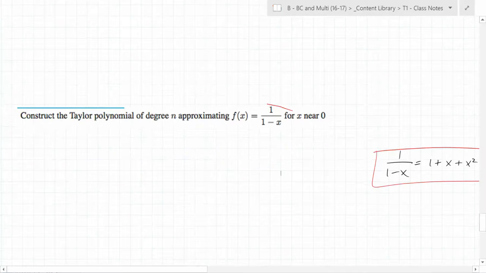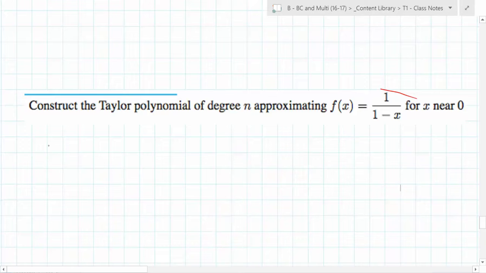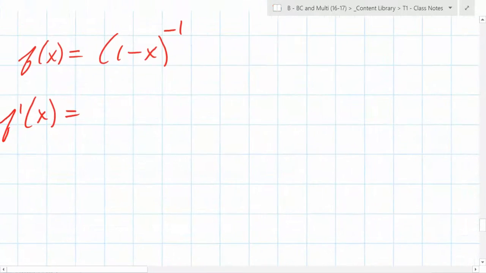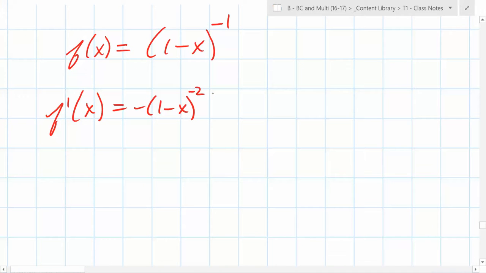F of x. So what do we first need to make a list of? What is f of x equal to? 1 minus x to the negative 1. So what's f prime of x? Negative 1 minus x to the negative 2 times, chain rule, negative 1. So what is that equal to? 1 minus x to the negative 2. So what's f double prime of x?